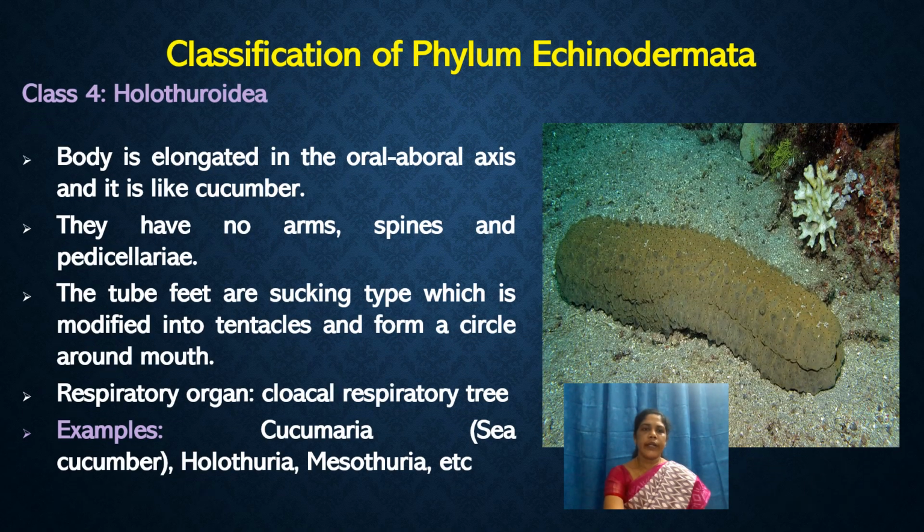In class Holothuroidea, the organism's body is elongated in the oral-aboral axis and it is like a cucumber. They have no arms, spines and pedicellariae. The tube feet are of sucking type which are modified into tentacles and form a circle around the mouth. Respiratory organs are cloacal respiratory trees. Some examples are Cucumaria, commonly called sea cucumber, Holothuria, Mesothuria, etc.